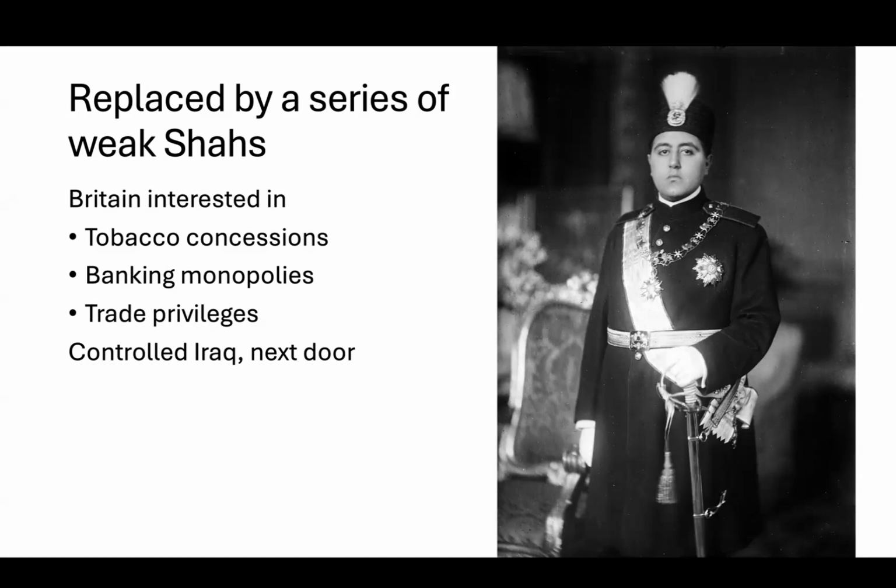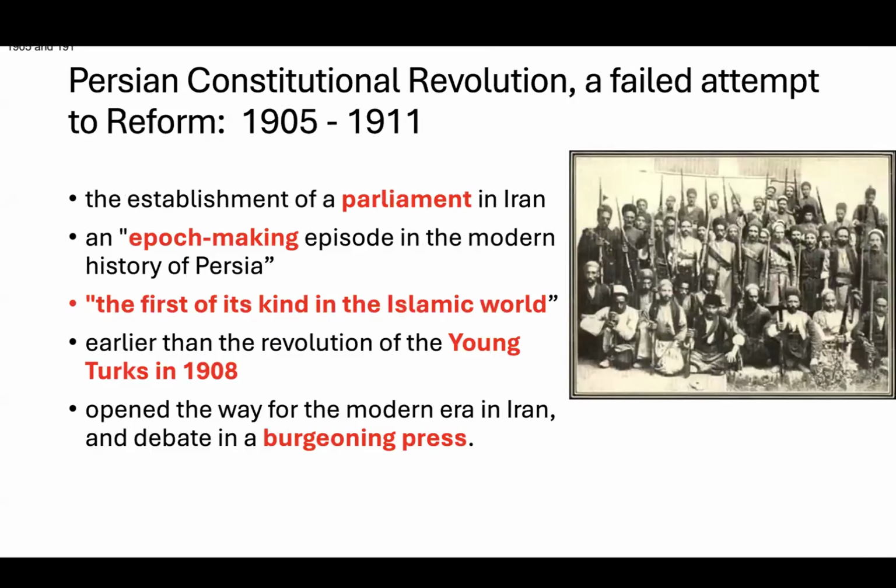The British after World War I were controlling Iraq next door. But before we get to that, towards the end of the weak Shah, there was something called the Persian Constitutional Revolution, which was interesting. It established a parliament, the first of its kind in the Islamic world, beating Turkey and the Young Turks, which came 3 years later. And the institution of press was started then.